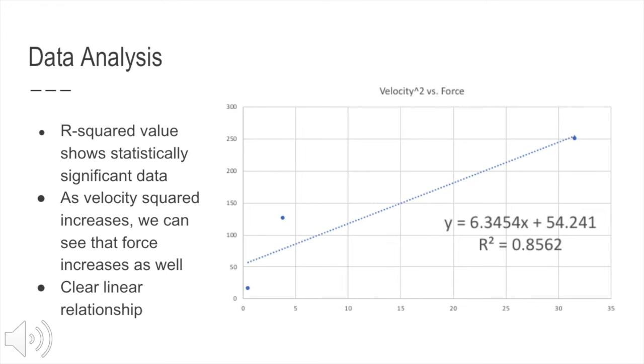Here we plotted the squared terminal velocity over force, and we found that as velocity squared increases, we can see that force increases as well, and you can clearly see a linear relationship. The r squared value just shows that our data is statistically significant.